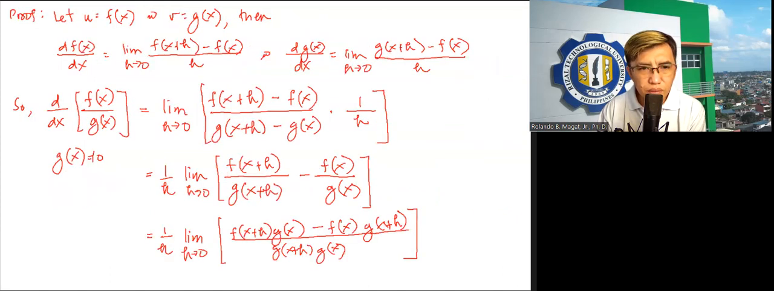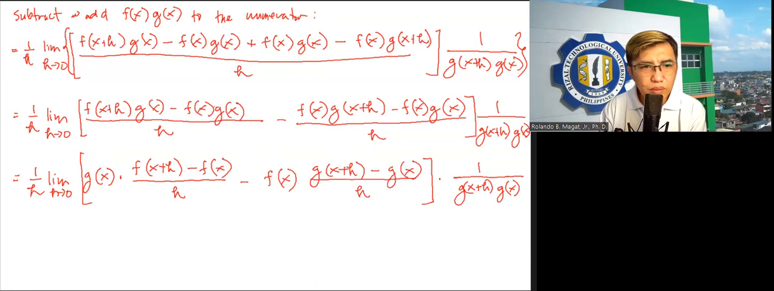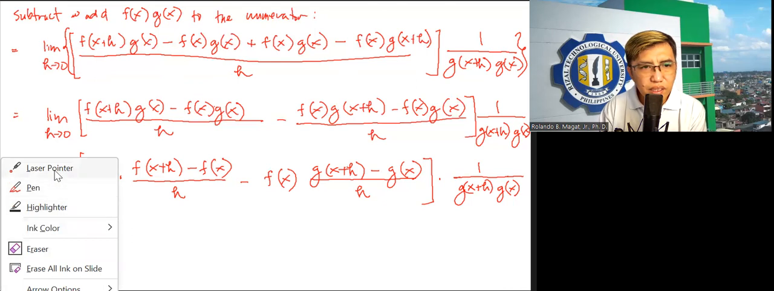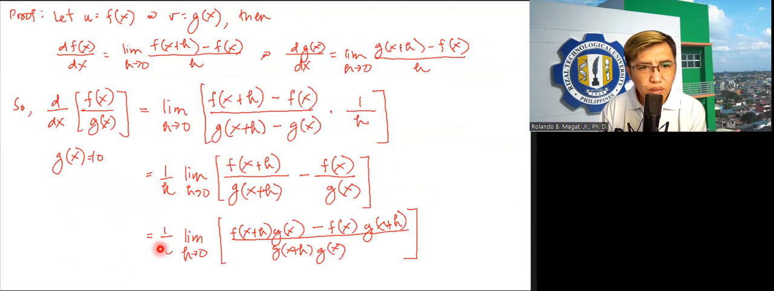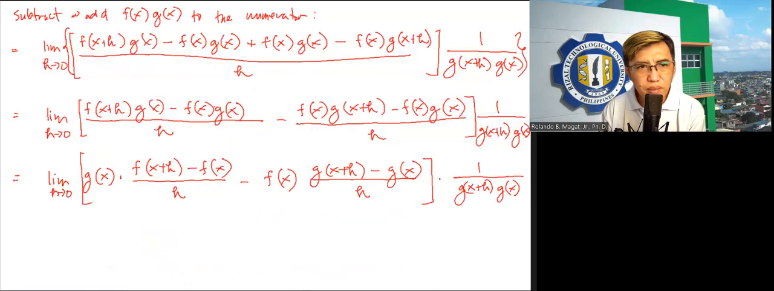Ito pala yung ginawa ko. Dahil pinasok ko ito, ilabas ko ito, mawawala yung ito. Kasi pinasok ko siya sa loob. Okay. Pinasok ko sa loob, nilabas ko yung isa. Gets nyo ha? Ulitin ko ha. Kanina, yung 1 over h nasa labas siya. Tapos ginawa ko, pinasok ko yung 1 over h sa loob, nilabas ko itong nasa ilalim sa labas. Okay? Ganyan siya.